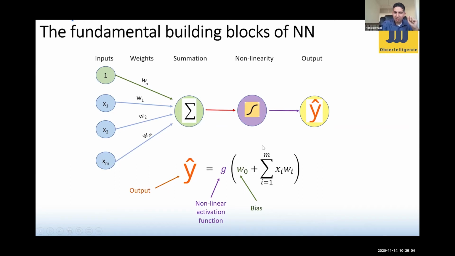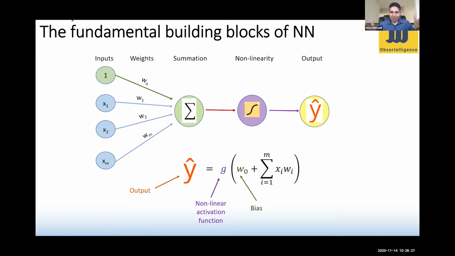This summation here, then it adds a bias. This bias allows your activation function to move to the right or left, and then you take the activation function of this whole term basically. And that is basically the fundamental building block of a neural network.